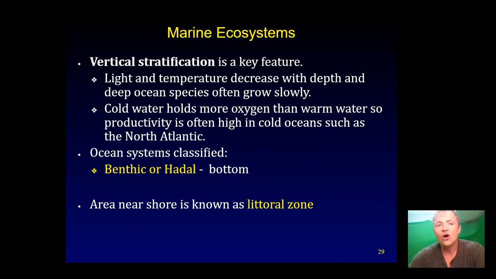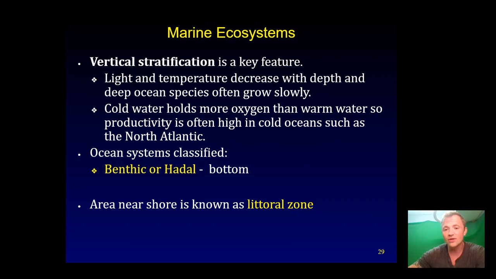Marine ecosystems also have vertical stratification as a key feature here. What does that mean? It kind of goes with altitude. We talked about altitude and how, the further north you go, the higher the altitude, the less life there is. This is the exact opposite of altitude, where most of the life exists near where the sun reaches, where the sun is hitting the water. That's where you're getting most of the life.